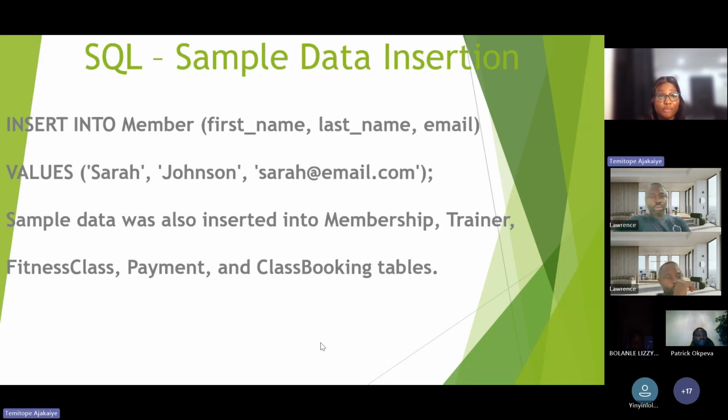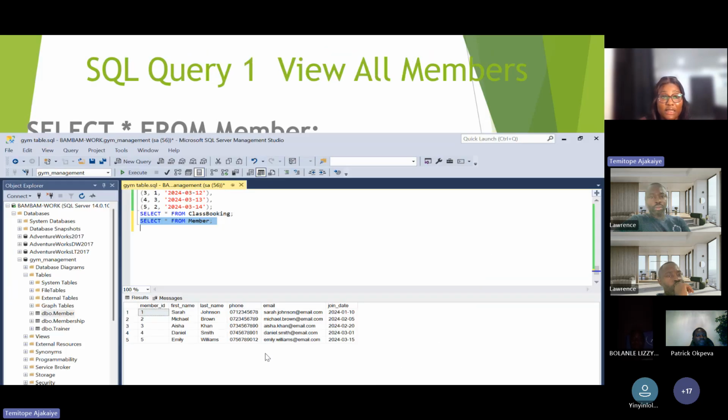And this is the sample data insertion. So for member, I inserted their first name, last name, email, and all of that. And I also did the same thing for the membership table, trainer, fitness class, payment, and class booking tables. Just because of time, I could not fit everything into these slides.